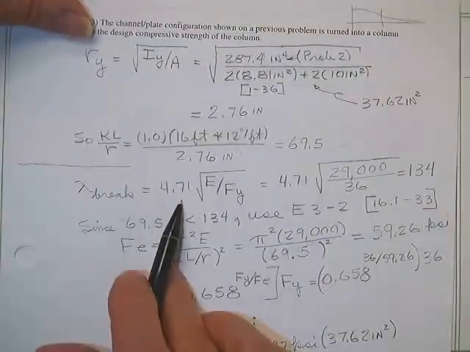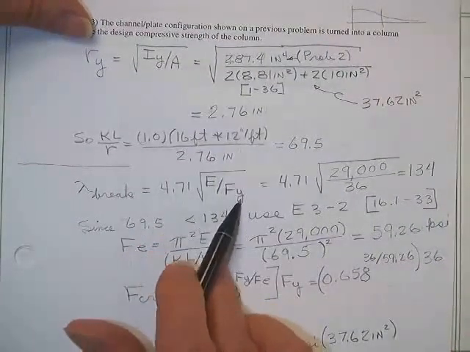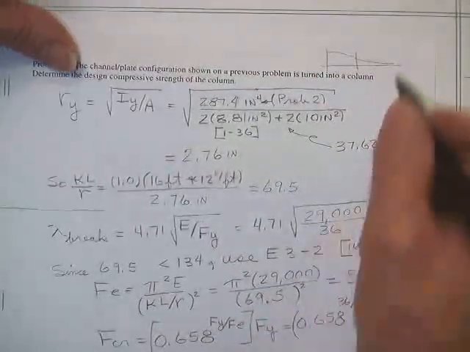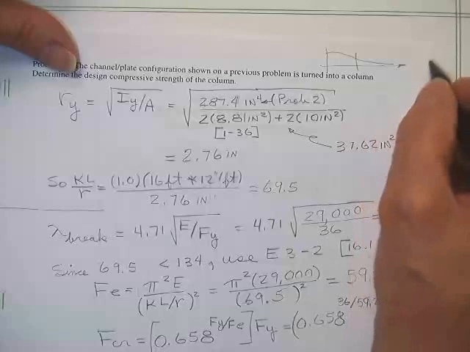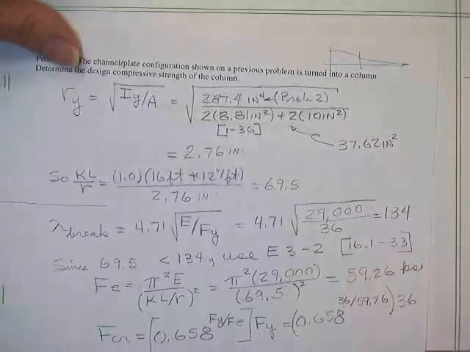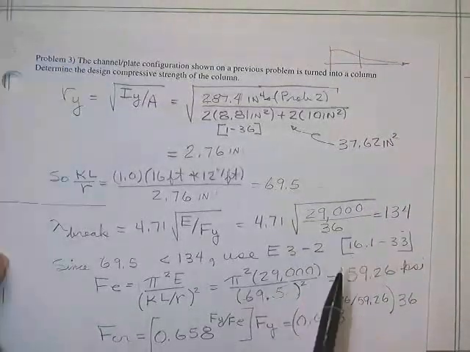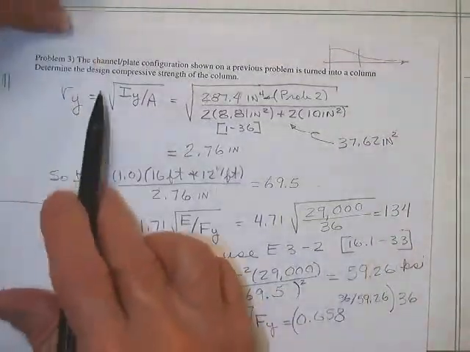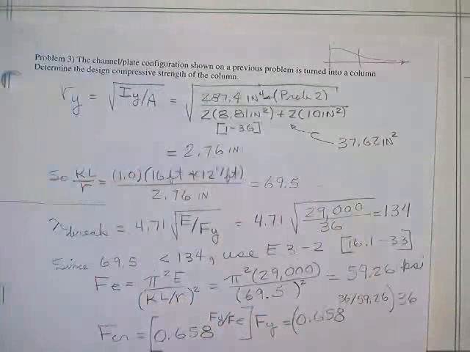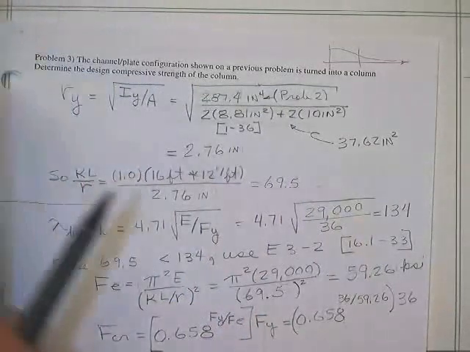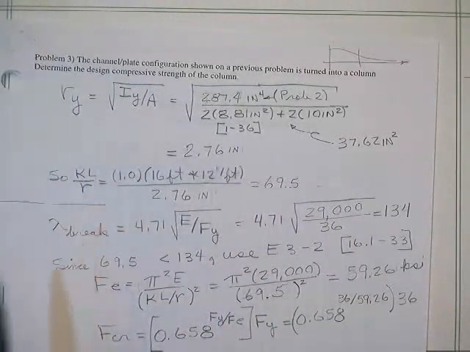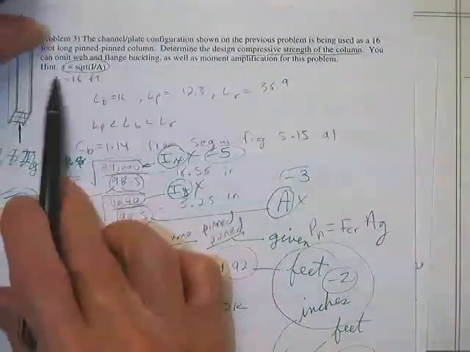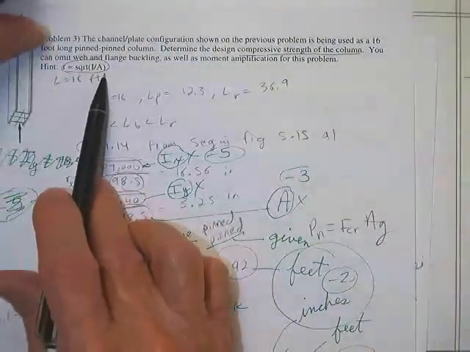The breakpoint is 4.71 square root of E over F sub Y. So you have a breakpoint of 134 on this KL over R axis. All you have to know is R. And as you notice on mine, I don't have that. I thought maybe they won't remember. Hint, R is the square root of I over A.